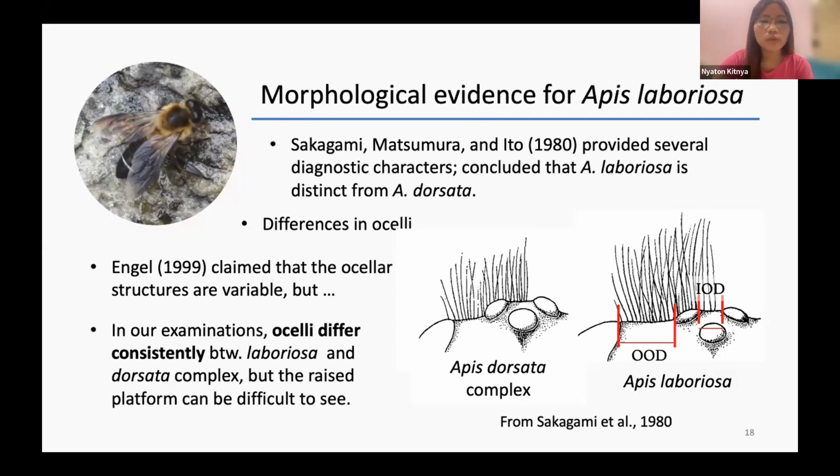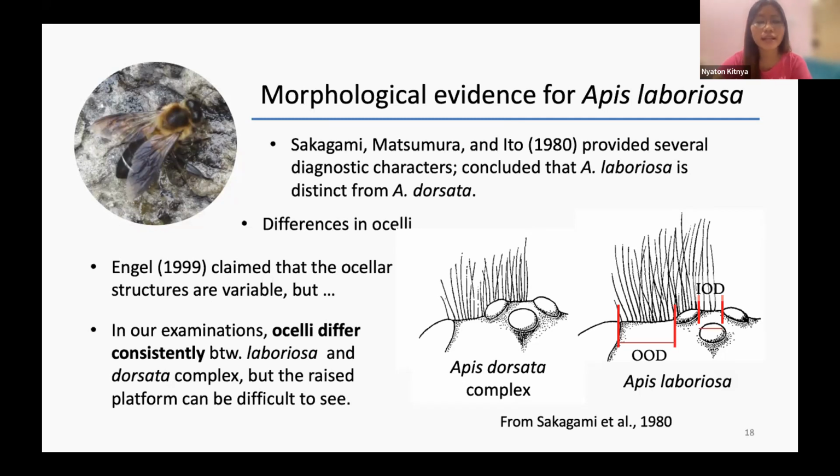So as we move to morphological evidence for Apis laboriosa, earlier Sakagami et al. in their comparative study between Laboriosa and Dorsata, reported that Laboriosa is distinct from Dorsata. There is a distinct variation in the ocellus position, as you can see from these two pictures. In Apis dorsata, the ocellus is positioned on a much raised platform. On the other hand, it is relatively low in Apis laboriosa. At the same time, the distance between the compound eye and lateral ocellus is much wider in Apis laboriosa, unlike those in the Apis dorsata complex.